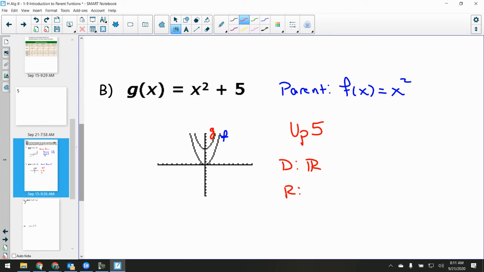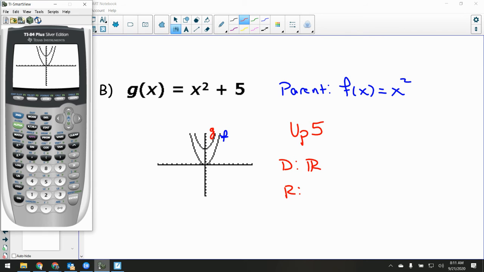Now, let's be very careful. Remember that I'm only focusing on the domain and range of the transformed function. So if you'd like to, you could go back in and turn off the parent. If you unhighlight the equal sign, it will only graph the highlighted ones. So I'm only focused on this, right? What's the range of this?